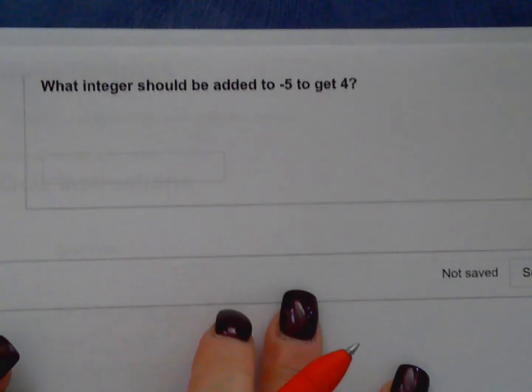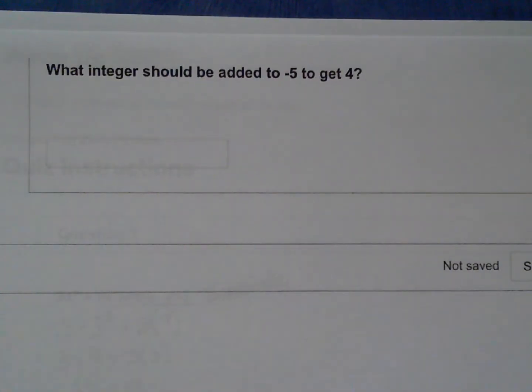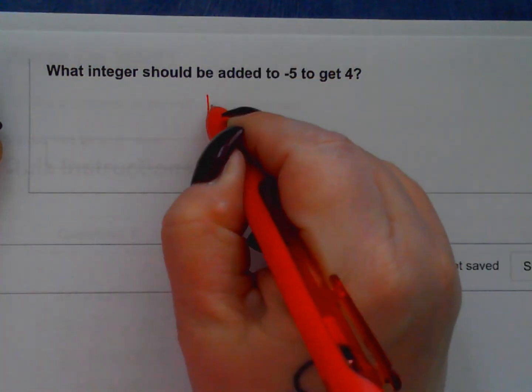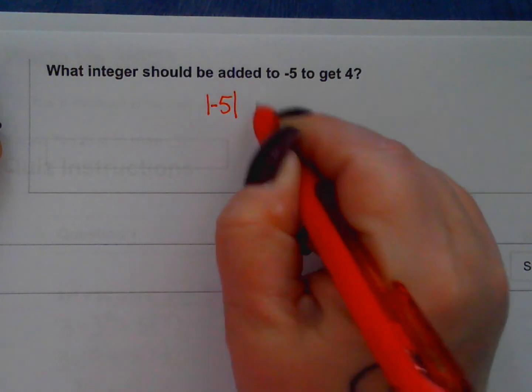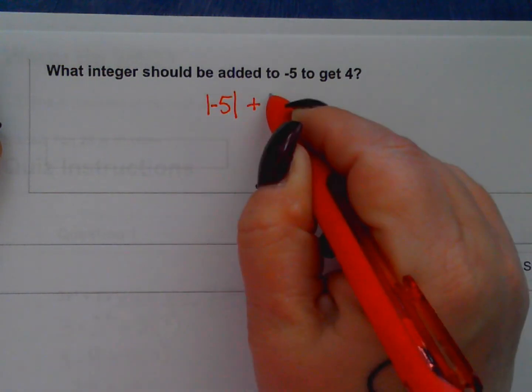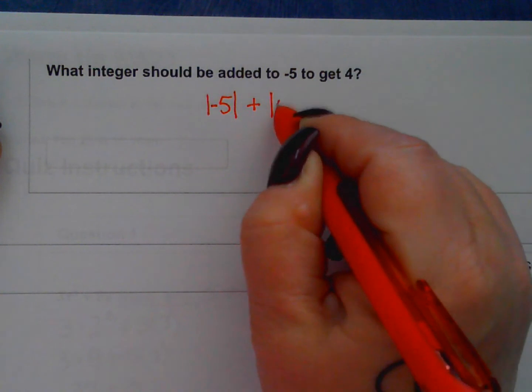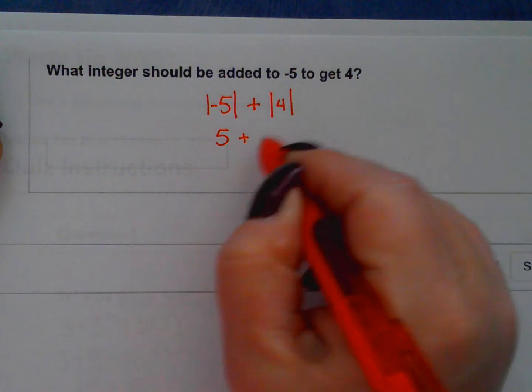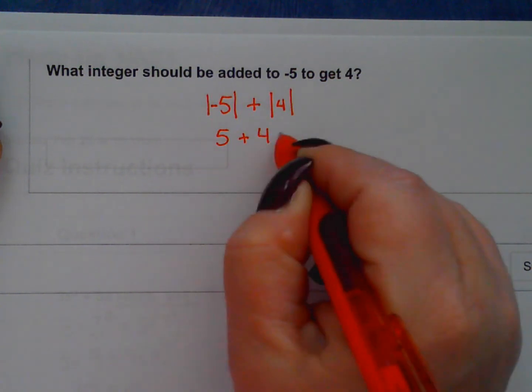And then our final question is, what integer should be added to -5 to get 4? So this is a little tricky one, but if you think about it properly, you should be thinking about absolute value because you're trying to get from -5 to 4. So if you're trying to get from -5 to 4, you're going to use the absolute values and add them, and then you'll see the distance. All right, so absolute value of -5 is 5. The absolute value of 4 is 4, so that equals 9.